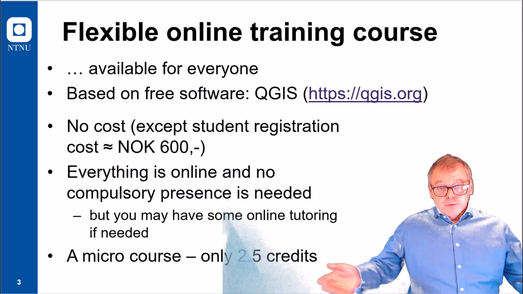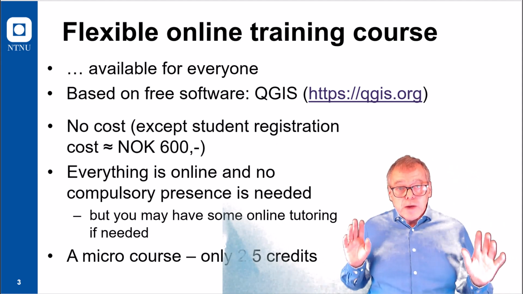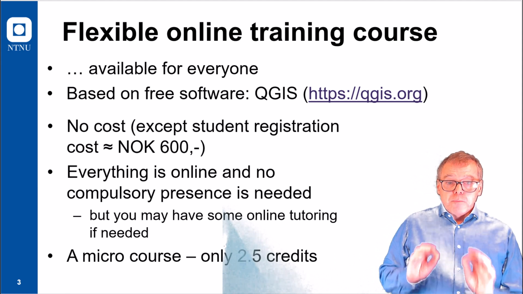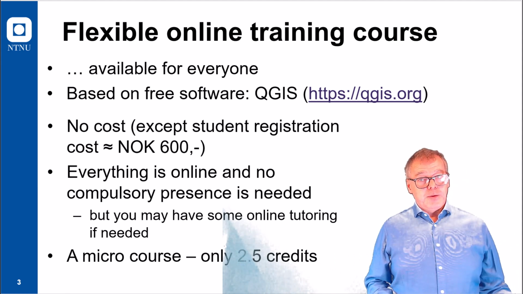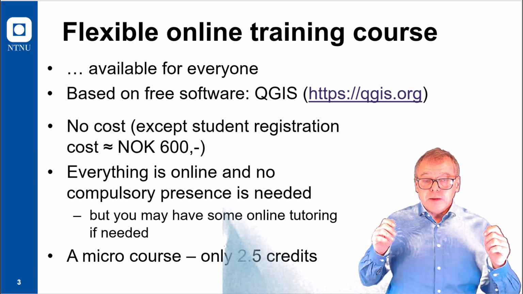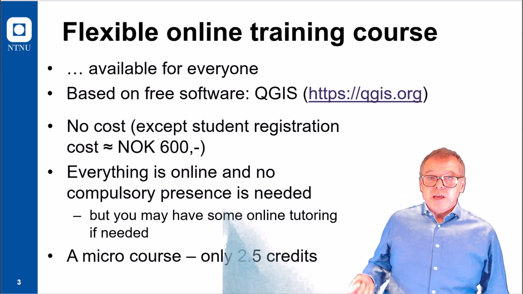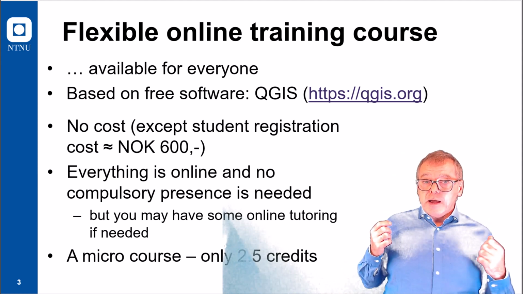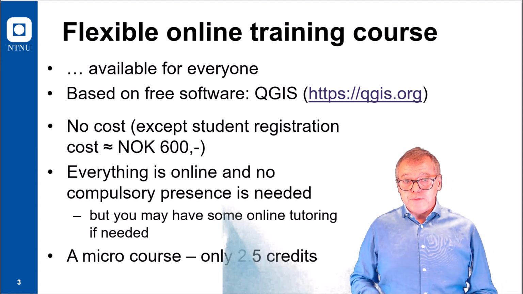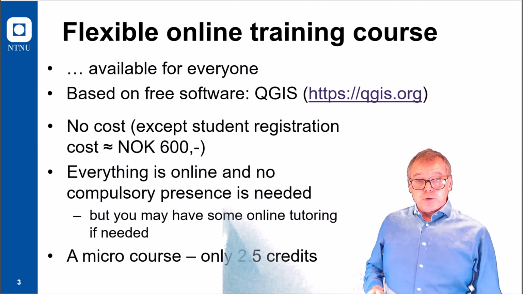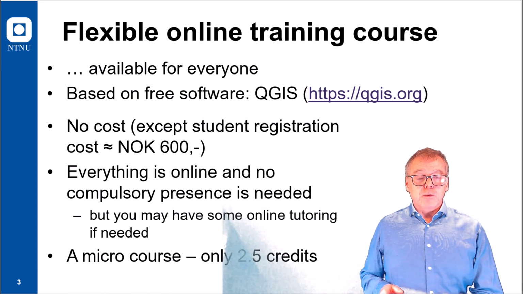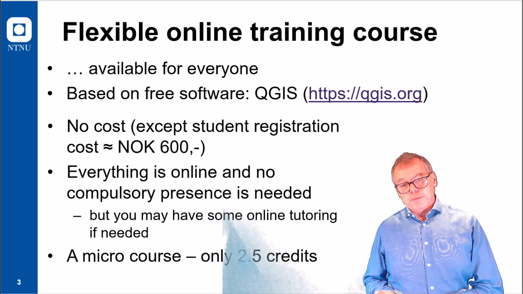And then also, to be available, we need to do everything online. So in this course, there is no compulsory presence needed. You can be anywhere studying this course, as long as you have a computer with QGIS installed and internet connection. Then you can be anywhere and you can study whenever you want. Even for the exam, you don't have to come to Trondheim and the campus at NTNU. You only need an online connection for the exam as well.